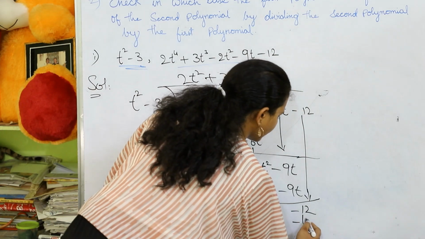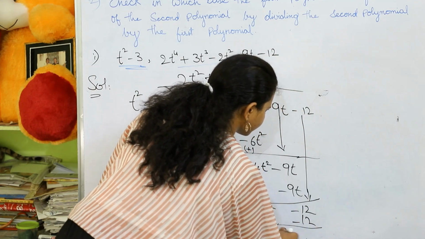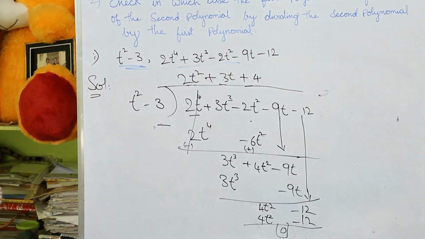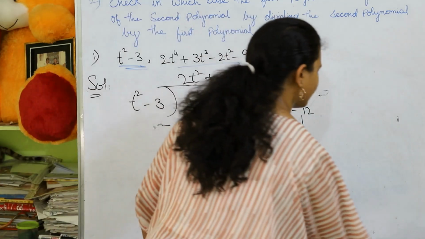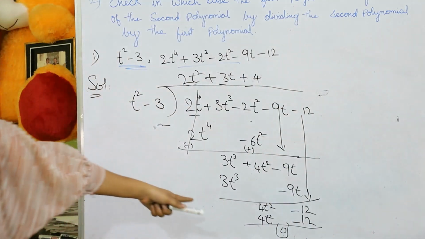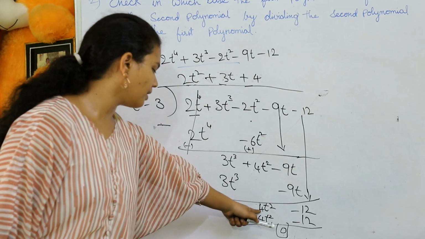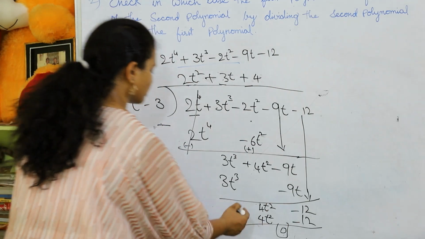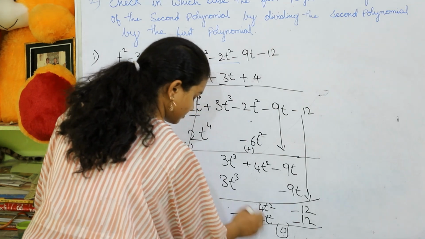So minus 12. Now here the remainder will become 0, right? So the remainder will be what? The remainder will be 0, right? Here you have plus 4t square as here multiplication, subtraction.